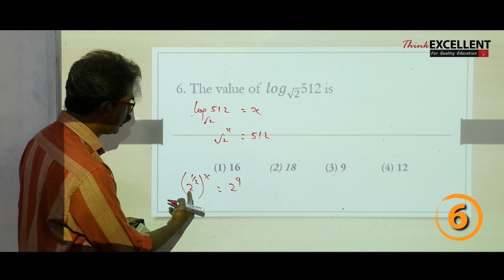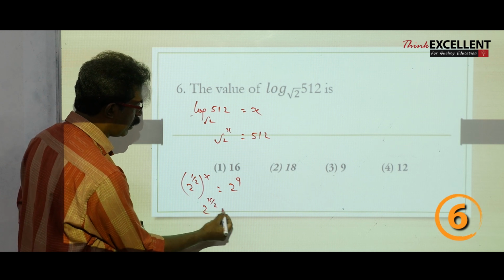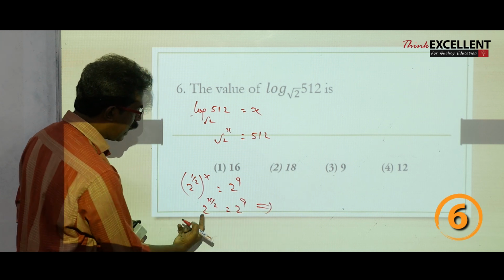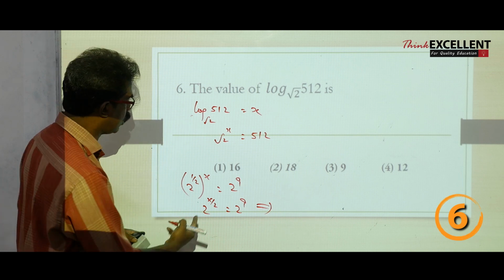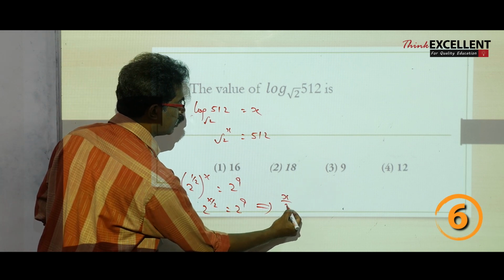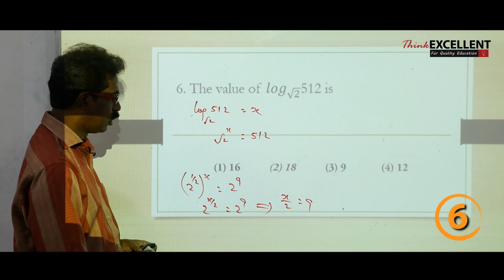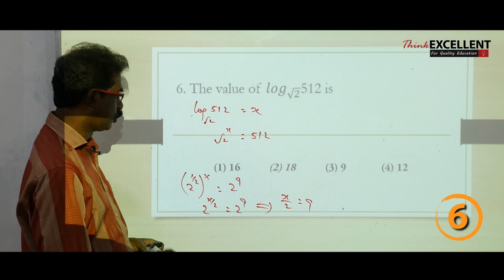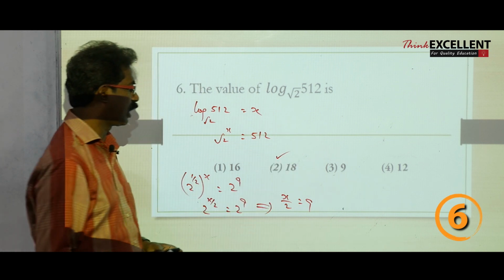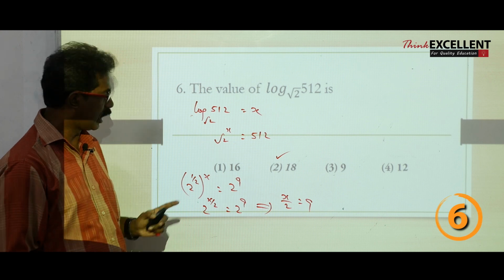So here 2 raised to x by 2 is 2 raised to 9. So bases are equal, so you can say the powers are equal. X by 2 is 9. Cross multiply. You will get x is equal to 9 into 2. It is 18. So the correct option is the second one, 18.